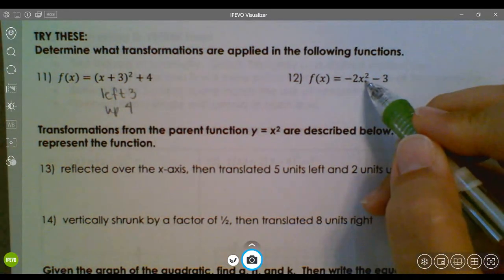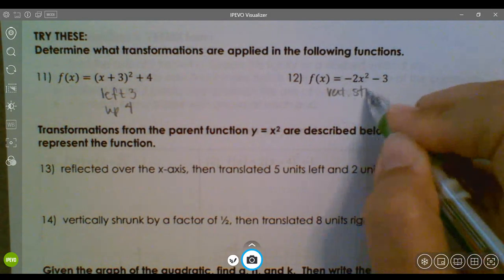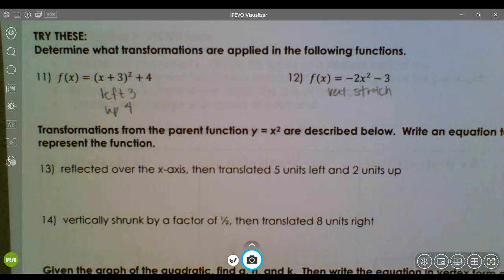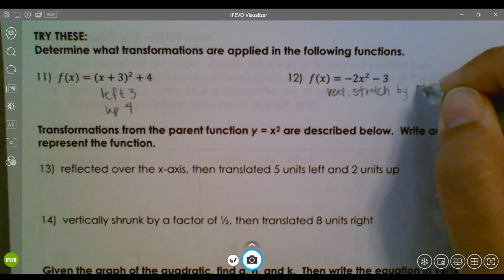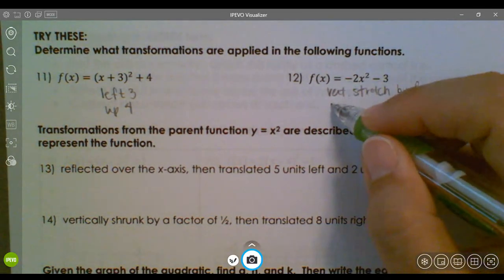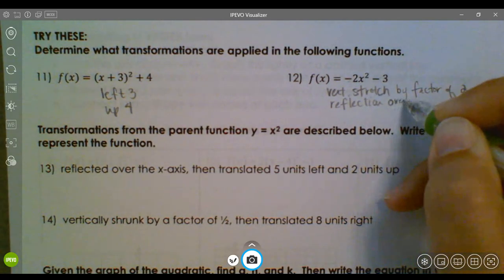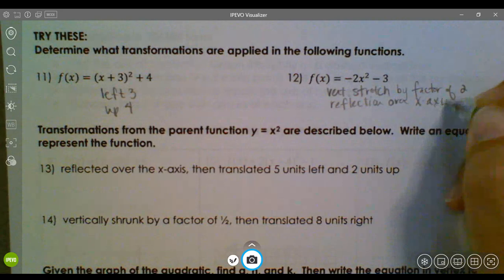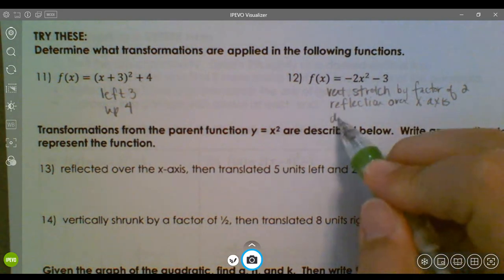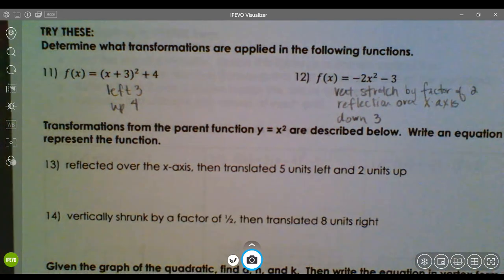Here, we're not going left or right, but it looks like we stretch, and you really need to say a vertical stretch. My bad, I should have said that, not just written it, because there is a horizontal, but that's Algebra 2. So there's a vertical stretch by a factor of 2. Then with the negative, that says that we have a reflection over the x-axis. And then we go down 3. So that one actually had 3 transformations.